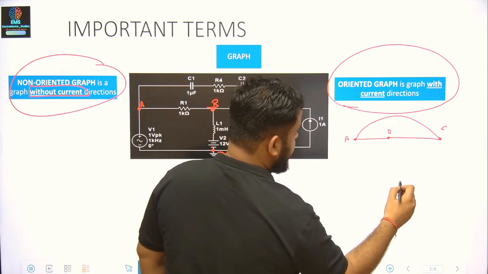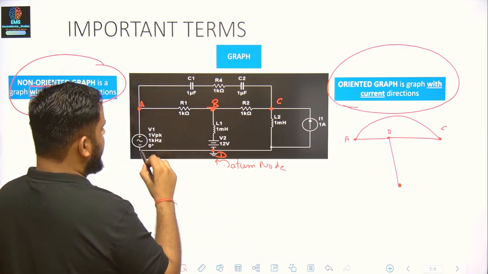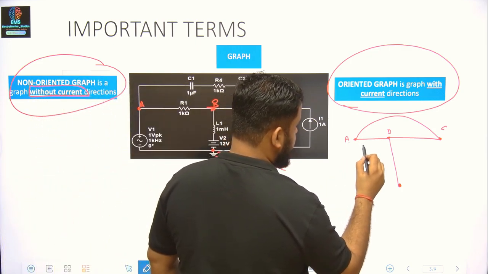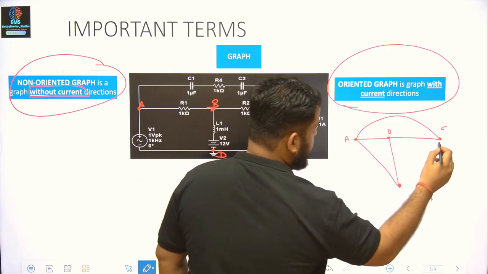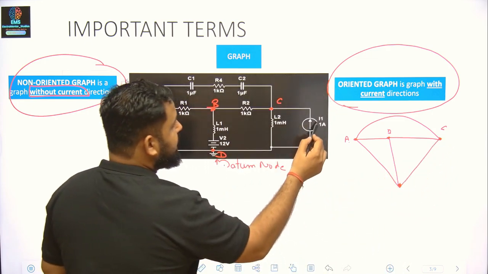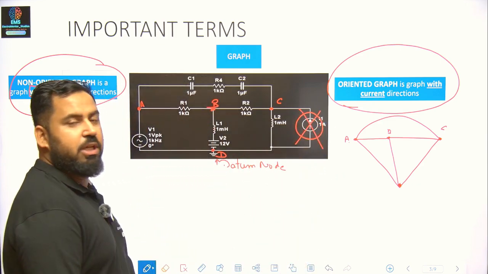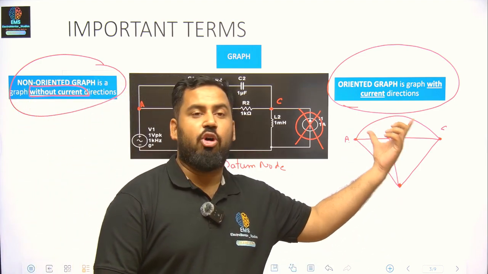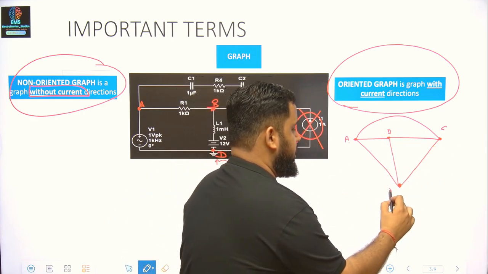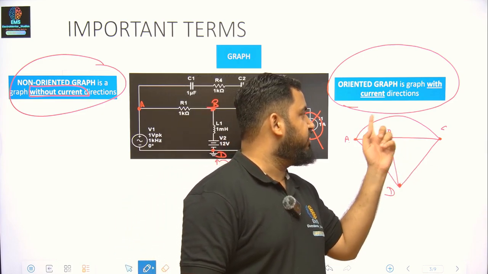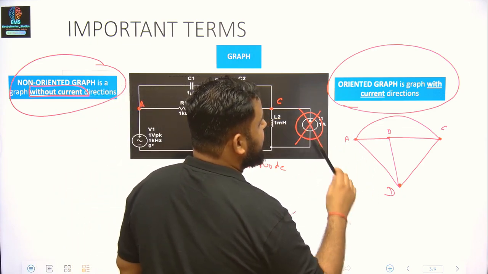From B to D, there is a branch. From A to D, there is a voltage source. From C to D, there is an inductor and there is a current source as well. But as I said, there will be no branch for this current source. Now this forms a graph with 4 nodes A, B, C, D and 6 branches. And if we provide the direction of the current.